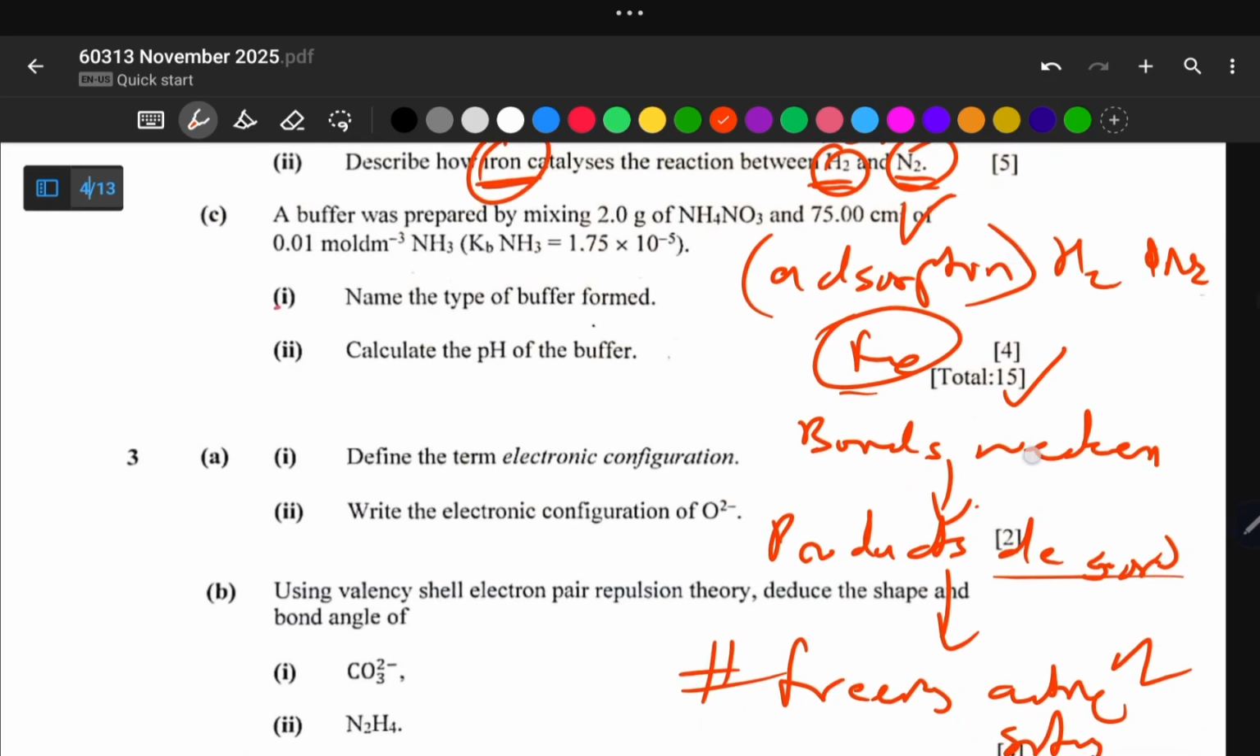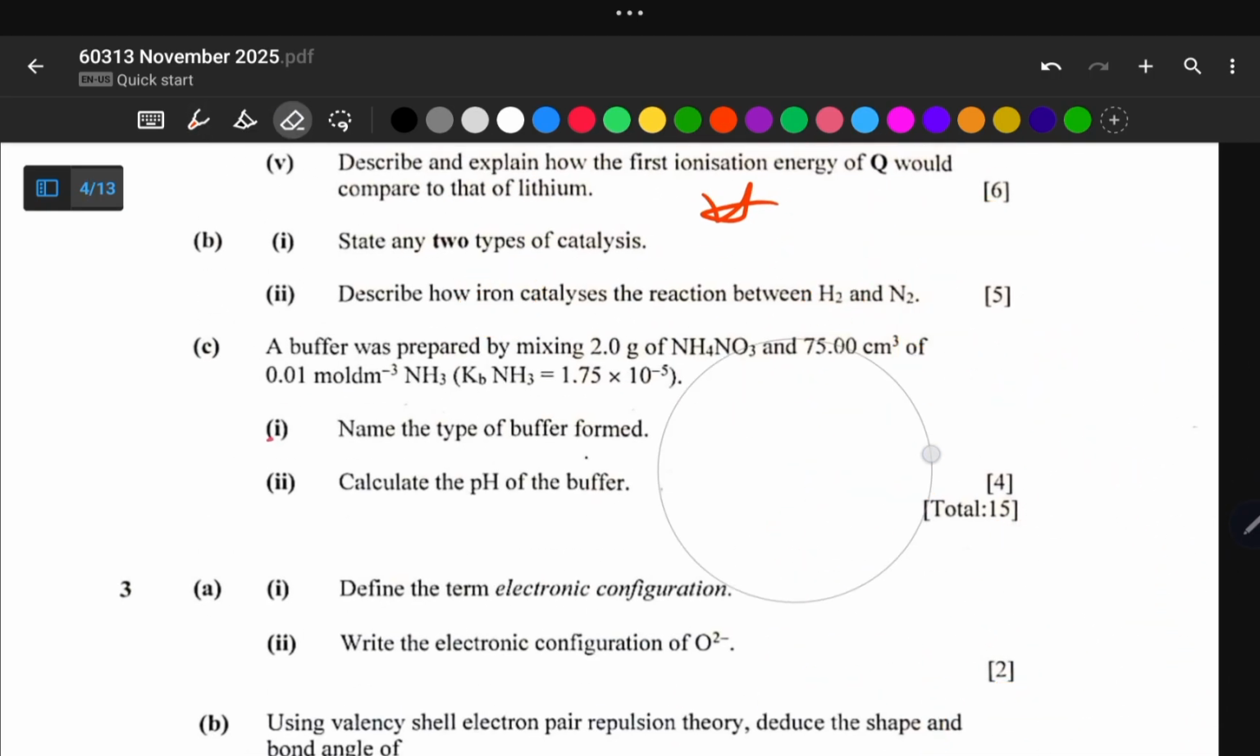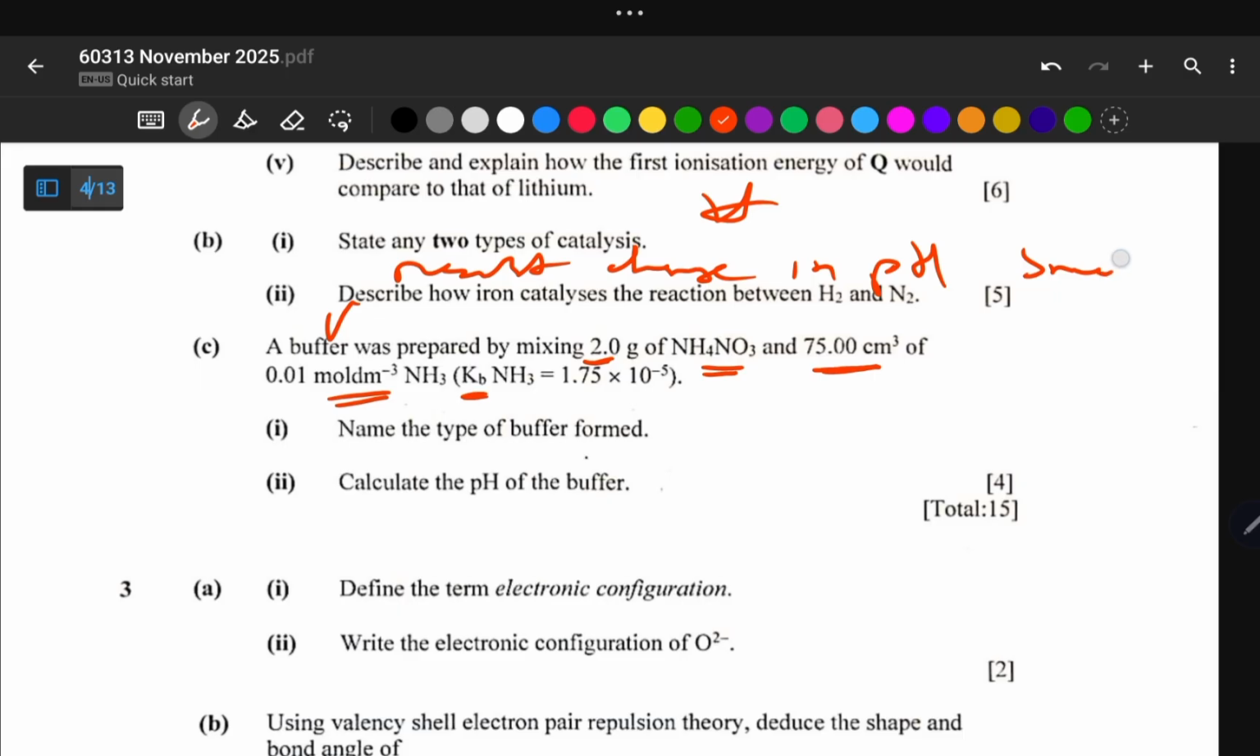And then we go on to the next part, which is number C. Number C says a buffer was prepared by mixing 2 grams of ammonium nitrate and 75 cubic centimeters of 0.01 moles per cubic decimeter ammonia, and then we are given the Kb of ammonia, which is 1.75 by 10 to the negative 5, right? A buffer solution is a solution which resists change in pH on addition of small amounts of either an acid or a base.